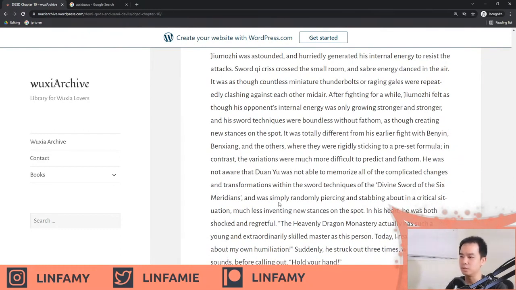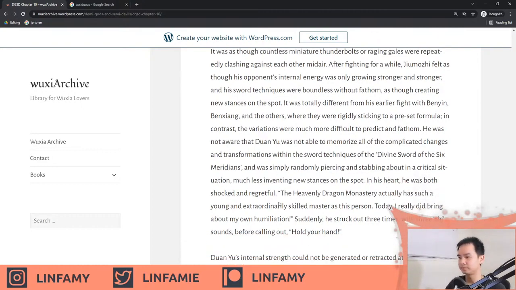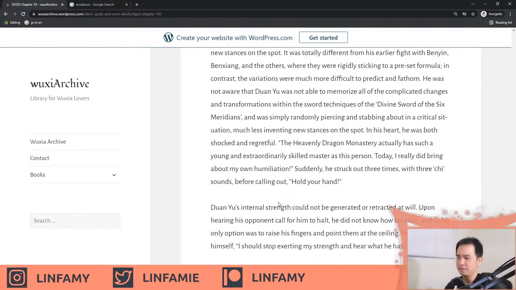He was not aware that Duan Yu was not able to memorize all of the complicated changes and transformations within the sword techniques of the divine sword, and was simply randomly piercing and stabbing about in a critical situation, much less inventing new stances on the spot. In his heart, he was both shocked and regretful. The Heavenly Dragon Monastery actually has such a young and extraordinarily skilled master as this person. Today, I really did bring about my own humiliation. Suddenly, he struck out 3 times with 3 ch sounds before calling out, "Hold your hand!"